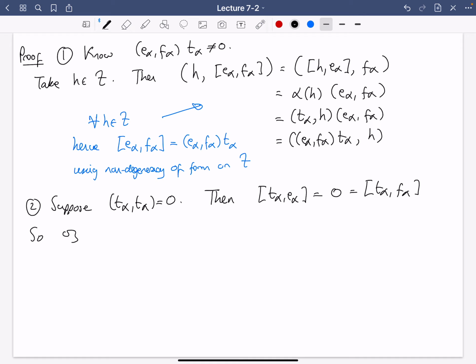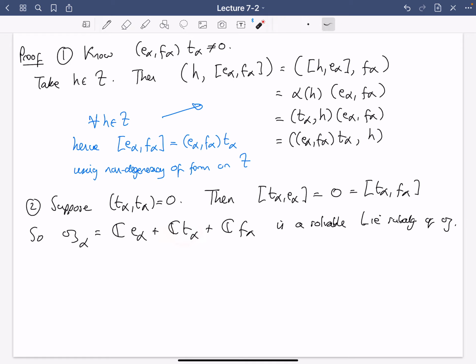So if I let G alpha be the span of E alpha, H alpha, T alpha, and F alpha, it follows very easily that this is a solvable Lie subalgebra of G. In fact, its center is exactly spanned by this T alpha. This gives you exactly the center of this three-dimensional Lie algebra, and when you factor out the center, you get an abelian Lie algebra. So this is actually a nilpotent Lie algebra.